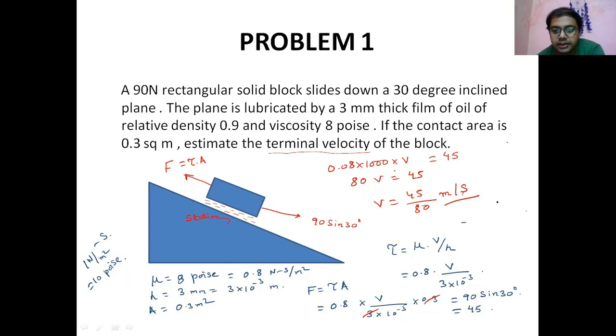45 by 80, if you calculate, you will get 0.5625. You can verify this answer.